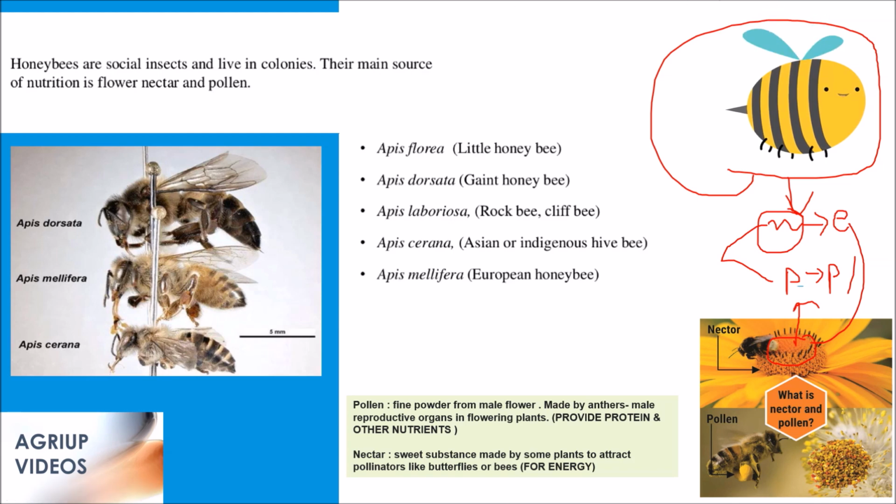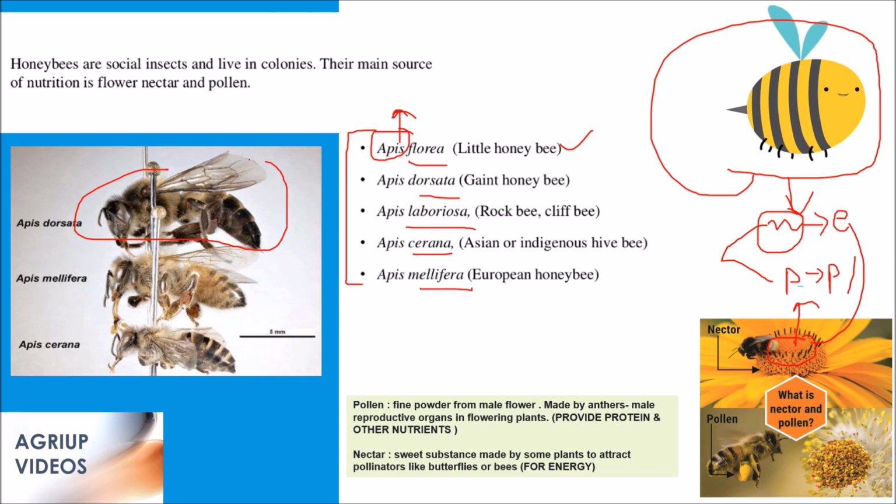Now, talking about the different species of honeybees, the genus is Apis, and the species are Florea, Dorsata, Laboriosa, Cerana, and Mellifera. These are five prominent species of honeybees which are known. Florea is called the little honeybee. Dorsata, you can see in the picture, is the giant honeybee. Laboriosa is called the rock bee. Cerana is called the Asian hive bee or indigenous hive bee. Then we have Mellifera, the European honeybee.